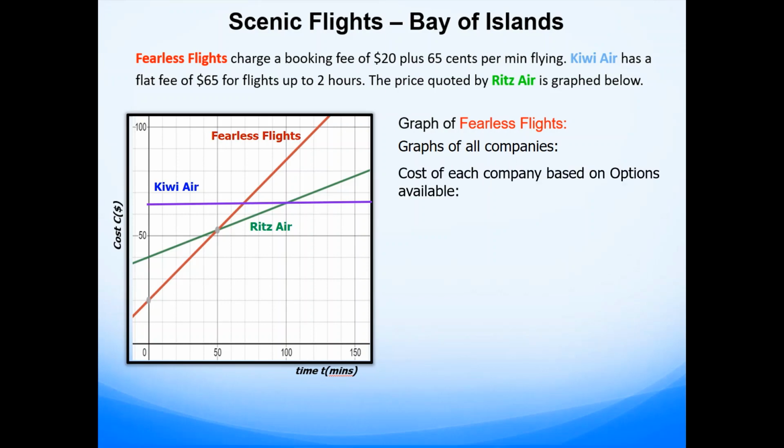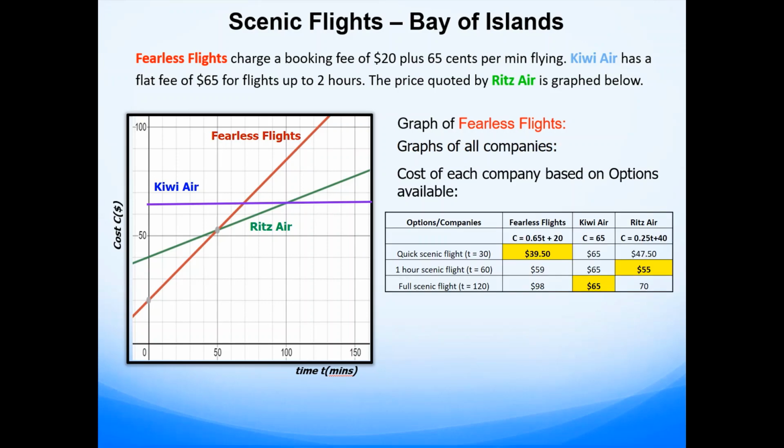Now what we need to do is find the cost of each company based on the three options that were given to Mr. and Mrs. Kumar. So here's the table that is already filled in for you. What I would suggest is if you can pause the video and try and work this one out yourself and see if your answer matches with what's given here.